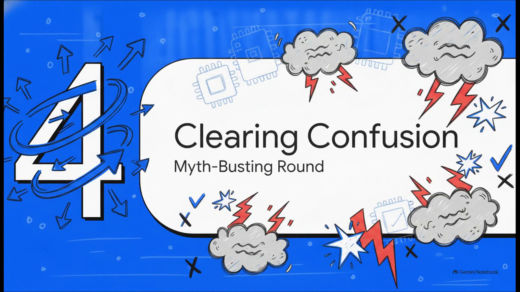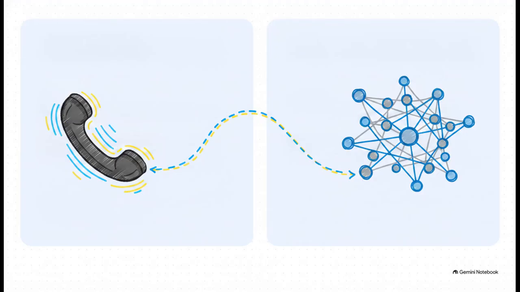Section 4. Clearing up the confusion. The myth-busting speed round. There are a lot of misunderstandings out there, so let's clear them up fast. First up, function calling versus MCP. A lot of folks think these are competitors. Absolutely not. They are complementary layers.